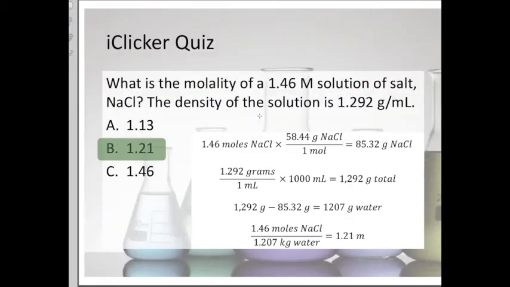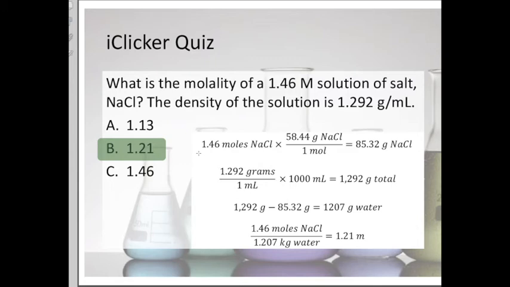Okay, so let's do a practice problem for molality. Just calculating molality is pretty straightforward. If we know the molarity of the solution, we have to just assume that we have 1 liter. So in 1 liter, we would have 1.46 moles of NaCl. We'll use the molar mass to convert that into grams of NaCl.